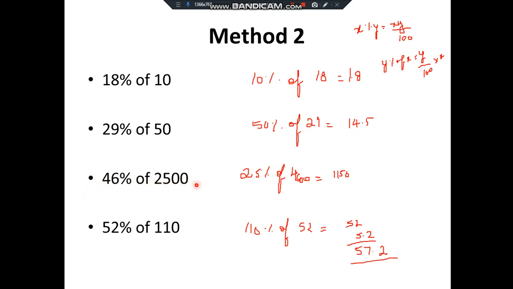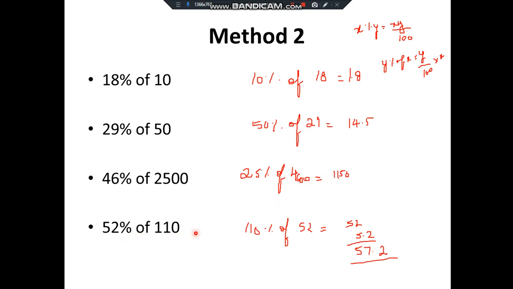46% of 2500. See, if you change it as 2500% of 46, that is quite long. So what you have to do, when you get 2 zeros, 3 zeros, etc., just take the whole number part, 25% of 4600. Change like that, okay. That double zero keep as such and just change the number alone. 25 to left side and 46 to right side. So 25% of 4600, which means 4600 divided by 4. You get 1150.